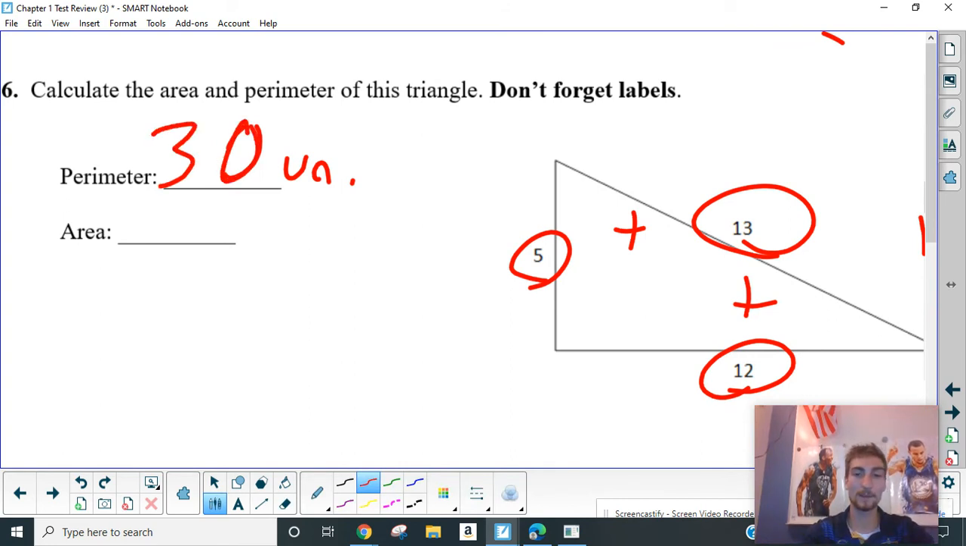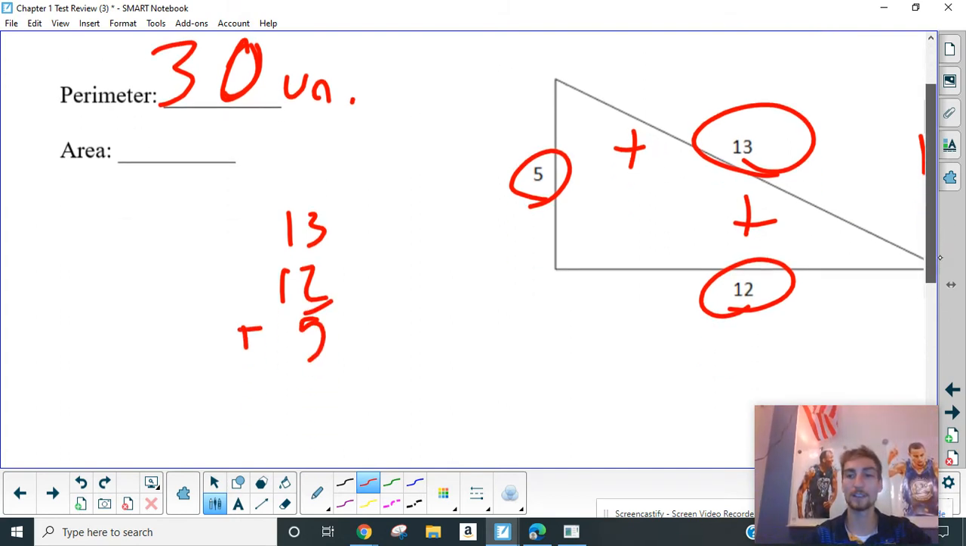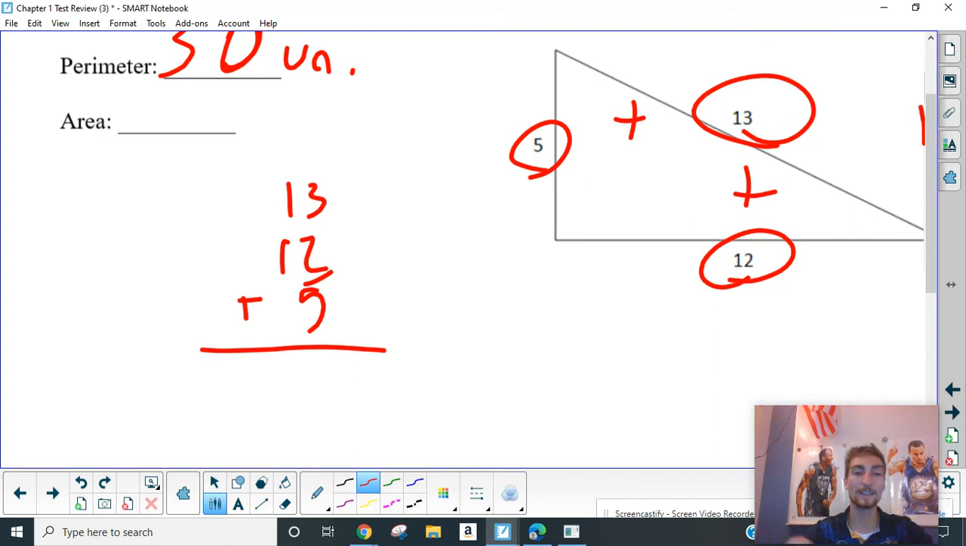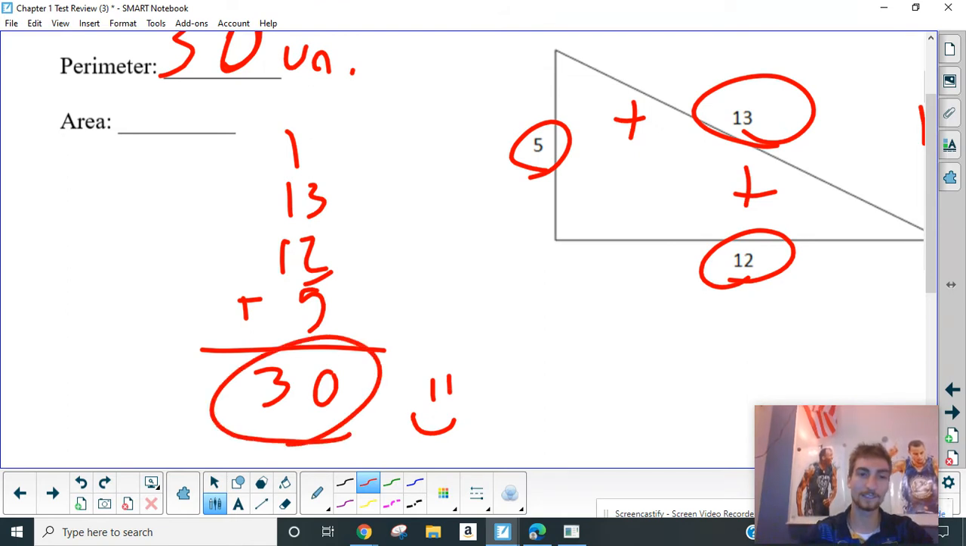And I'm so glad I made that mistake, because on the test, I'm going to want you guys to show your work just like this and double check your answers. That way you can check and see if you made a mistake. Hey, now we can say 30 with certainty.